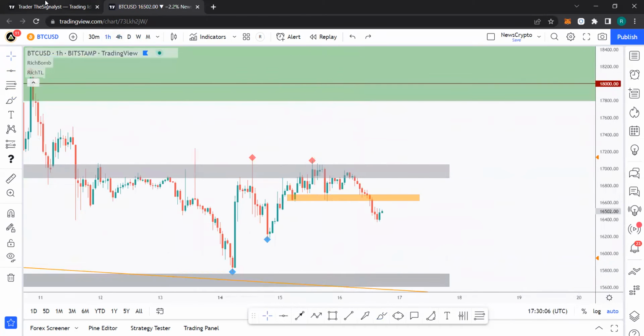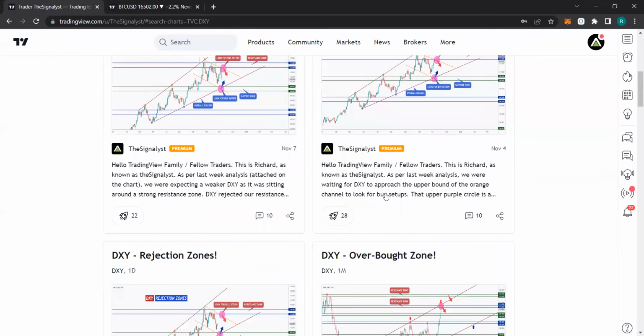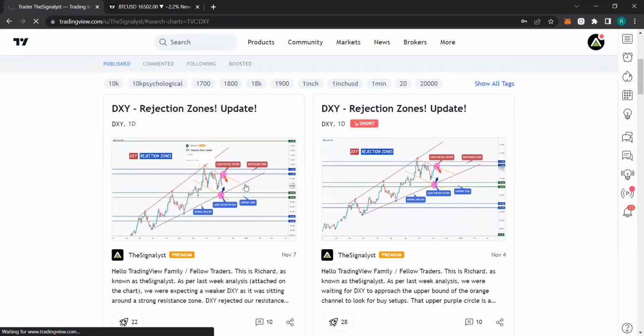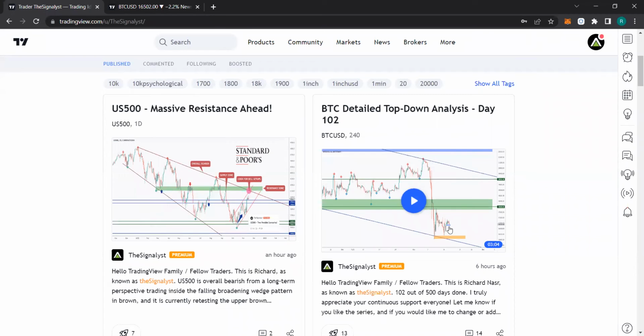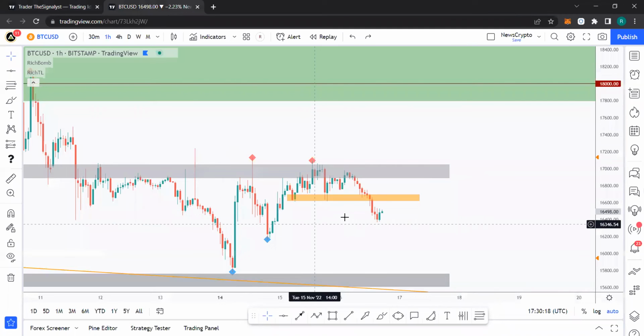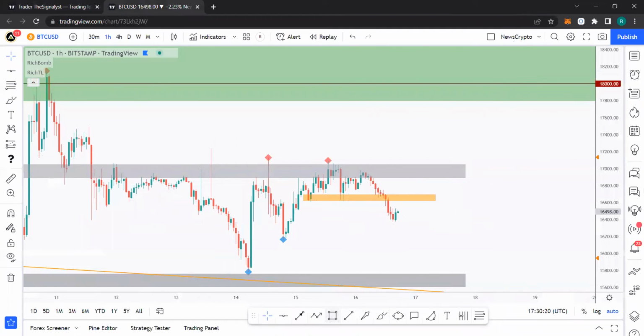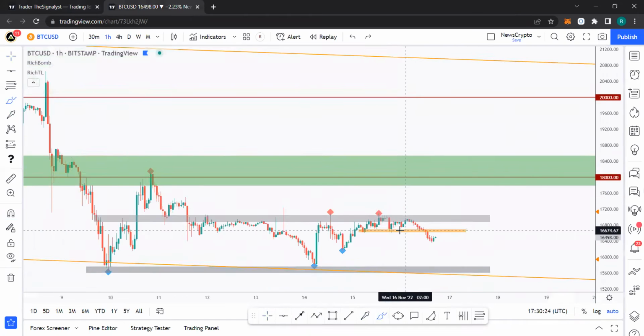Meanwhile, as I posted on TradingView, if you want to watch it, it's here. Okay, this is the zone. I had it in blue here, as you see, so I have it in orange for this layout. If we break it down, we'll be expecting a short-term bearish movement.